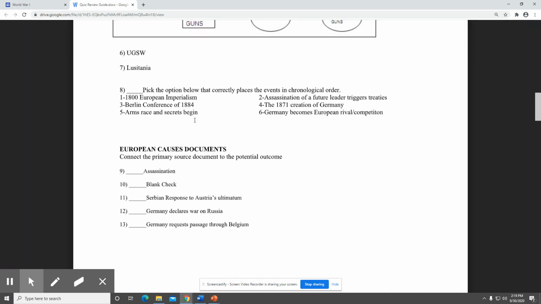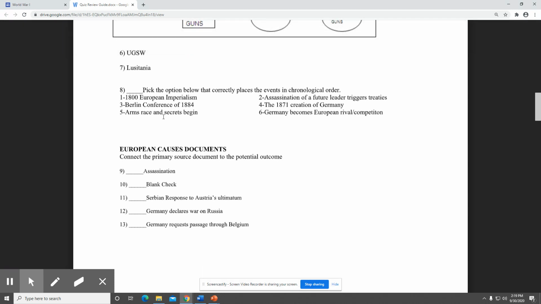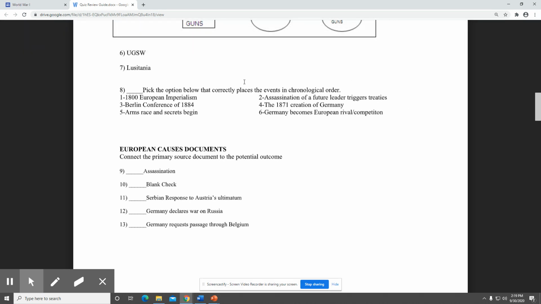And now I'm just left with 2, 5, 6. Now, before you have an arms race and secret treaties start, you probably want to have tension amongst the European rivals. So that tells us that between 2 and 6, this is the next possible thing that happens. Germany becomes a European rival slash competition, which then forces an arms race and secret treaties begin. 5, and then the last thing that happened is the assassination of the future leader that triggers the treaties that are mentioned here. So the correct answer for this question would be 143652, and that would be placing all of these events in the correct chronological order.